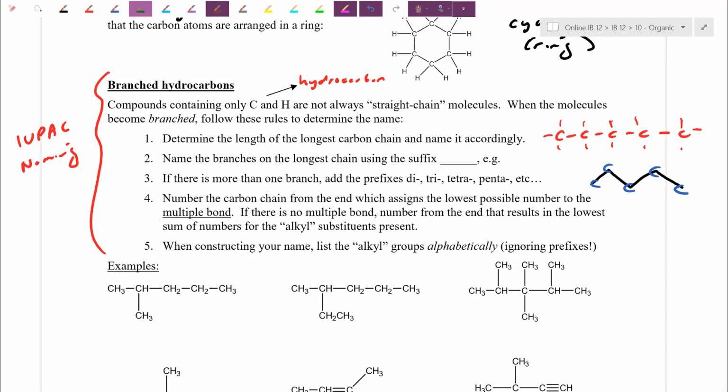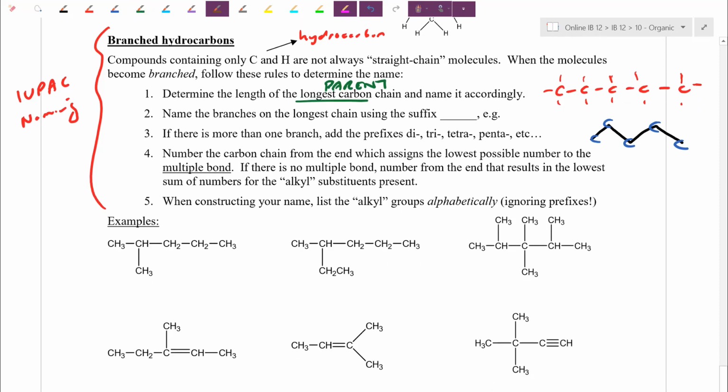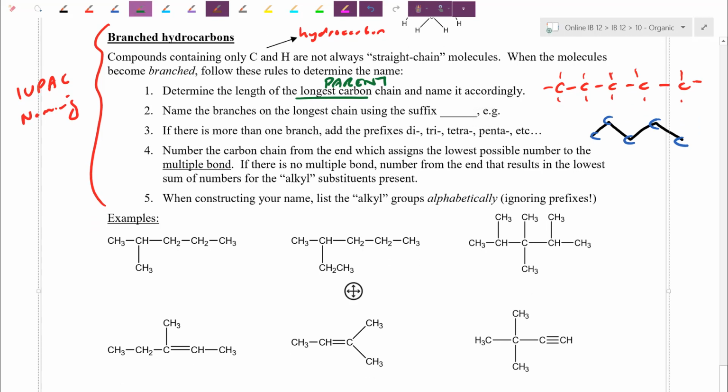It's a really easy naming system. First thing you're going to do is find the longest carbon chain, and this one here is going to be the parent. That's when you need your prefixes: methyl, ethyl, propyl, butyl, and all that. We're going to name any branches. So if I imagine the longest carbon chain as the trunk, and I have branches that sort of deviate from the trunk, we're going to name these branches.